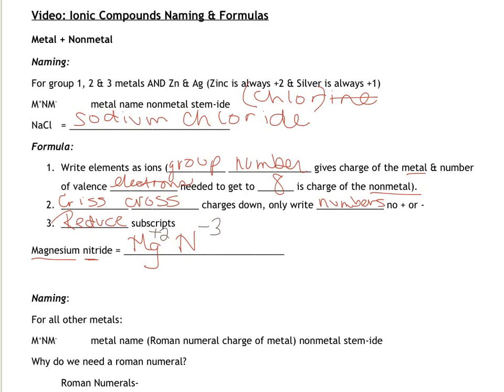I then take those charges and I crisscross down and I only write the numbers. So I take my 3 and bring it down, my 2 and bring it down, so I get Mg3N2. My 3 and the 2 are subscripts, so that means that I have 3 magnesium atoms making electrostatic interactions with 2 nitrogen atoms to make magnesium nitride.